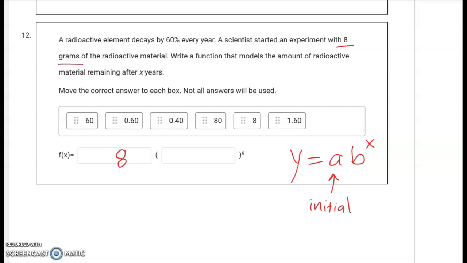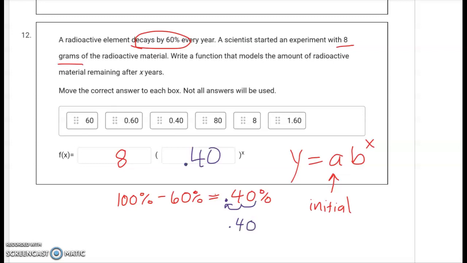It says we decayed by 60%. So that means we take 100% minus 60%, and we get 40%. Now, what is that as a decimal? Don't put in 40. It's not correct. You've got to move the decimal 2 places over. So it's actually 0.40. When you say decay by 60%, it doesn't mean that it's 60%. It means you have to take away 60%, subtract 60%, which is what I did. And I got 40% as a decimal is 0.40.